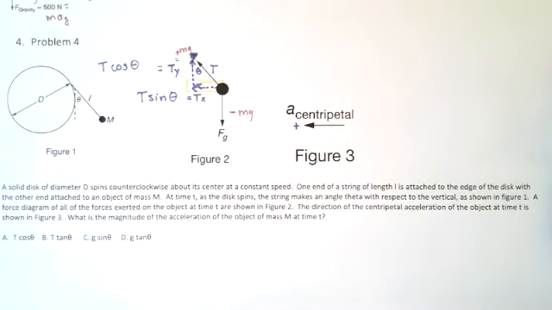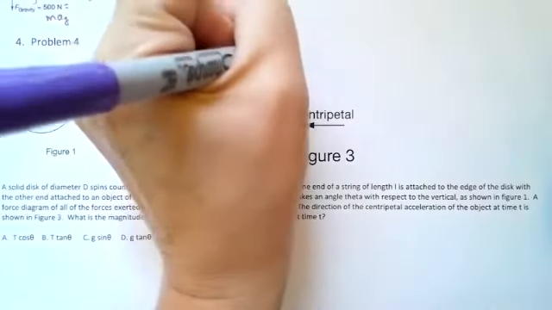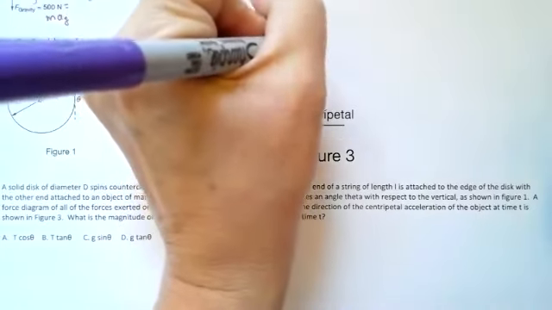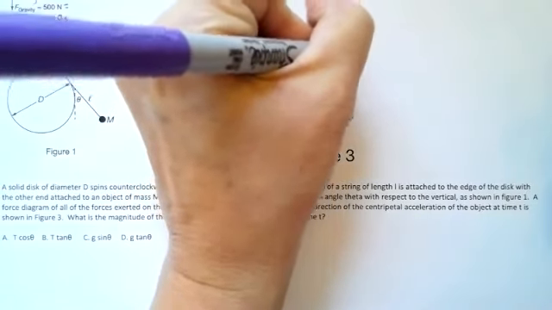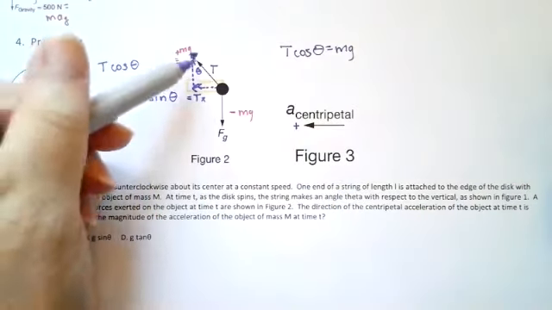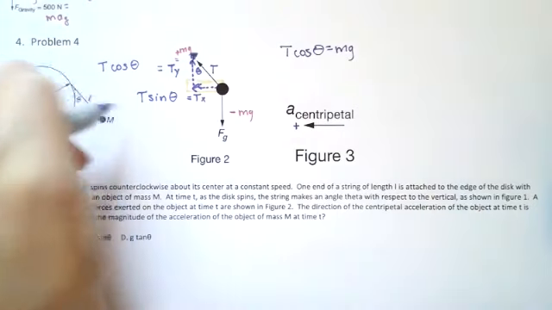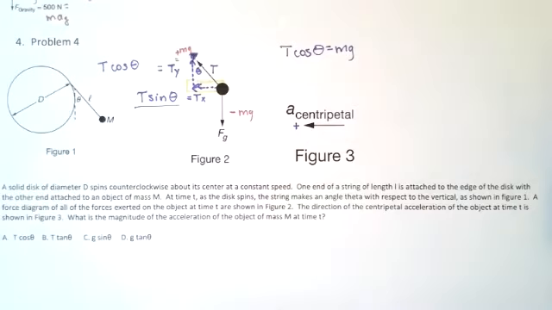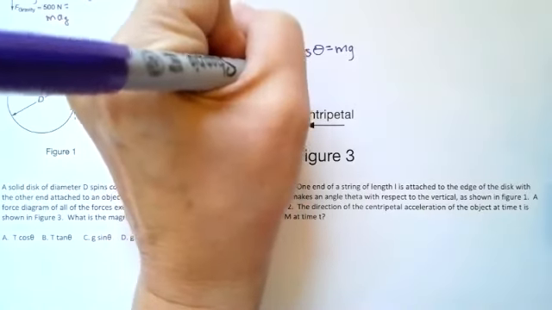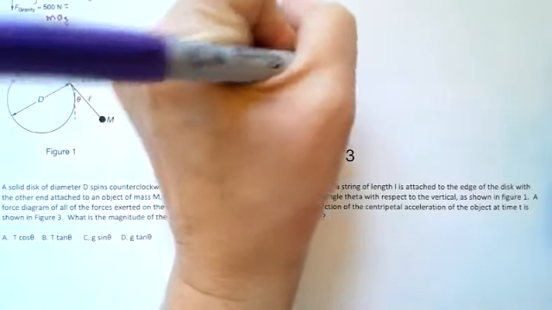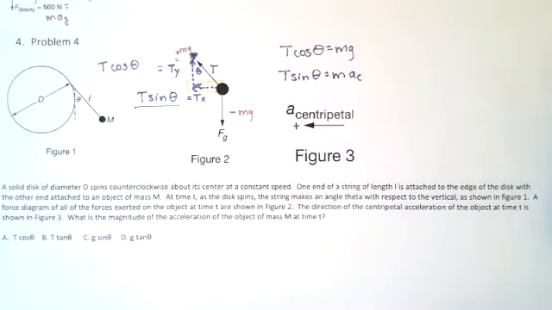So let's look at these equations, and I want to walk through this. We now have two equations. We've got T cosine theta equals mg, because we know these have to be equal and opposite. And we have that the centripetal force is provided by this. So we can say T sine theta equals mass times centripetal acceleration.